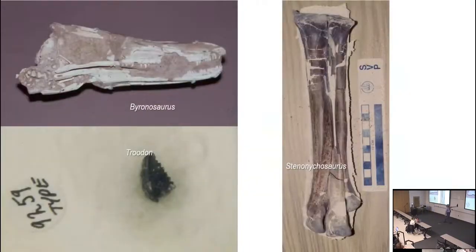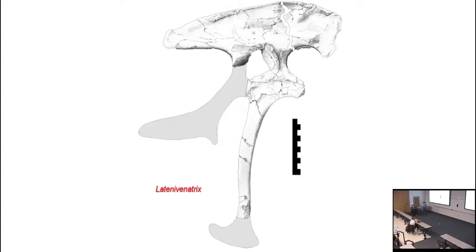Here's the type specimen of Troodon. It's a tooth. Here's the foot of Deinonychosaurus, or is it Latinovenatrix, or is it Troodon? There's a whole mess there. Here's Latinovenatrix with a kind of backwards pointing pubis.